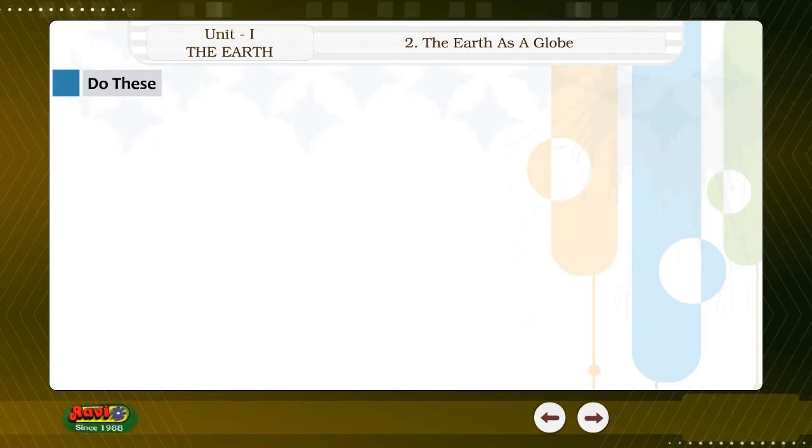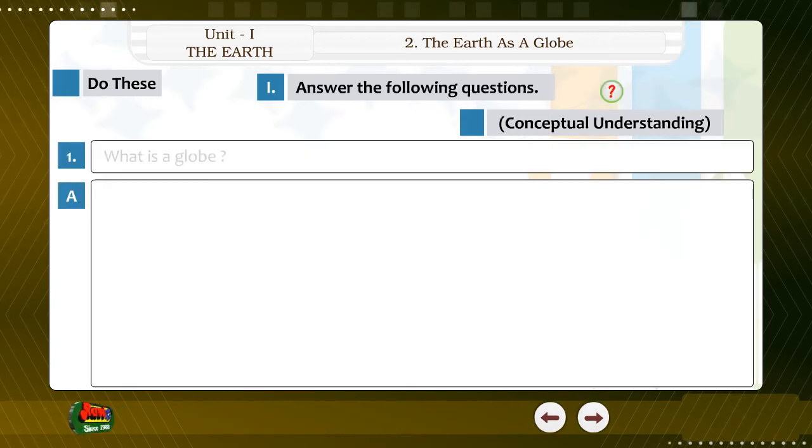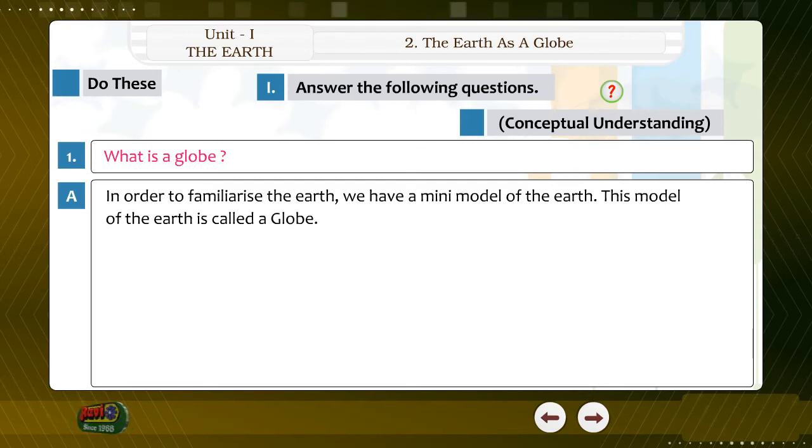Do these. 1. Answer the following questions. Conceptual understanding. 1. What is a globe? Answer. In order to familiarize the earth, we have a mini model of the earth. This model of the earth is called a globe.